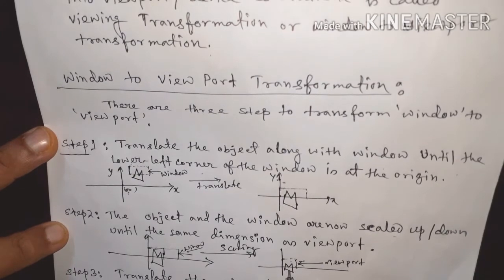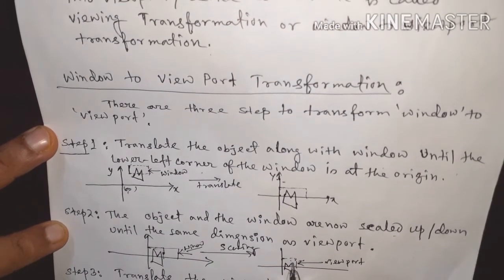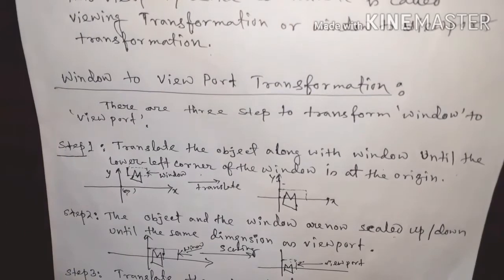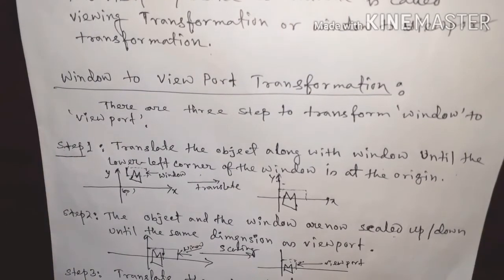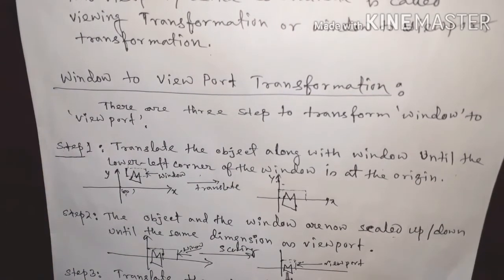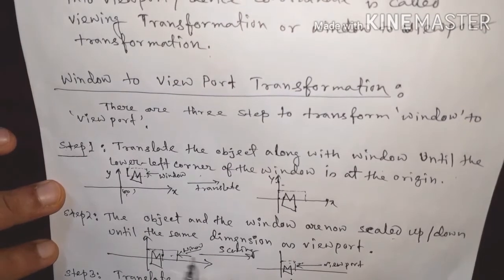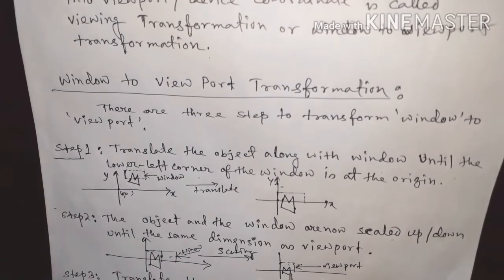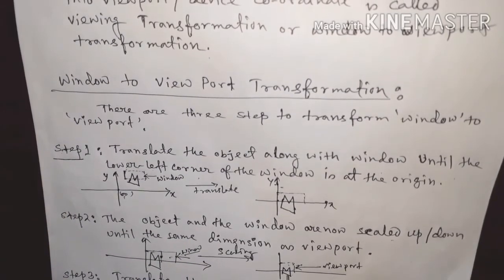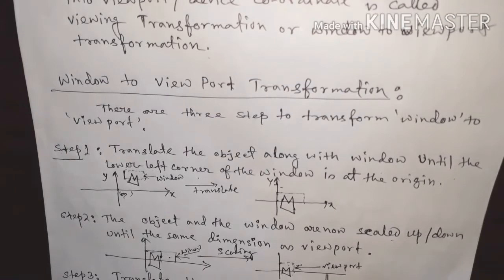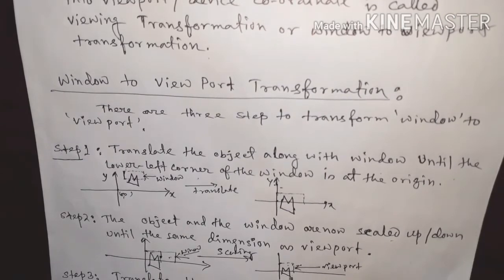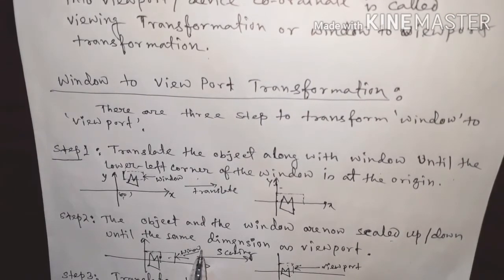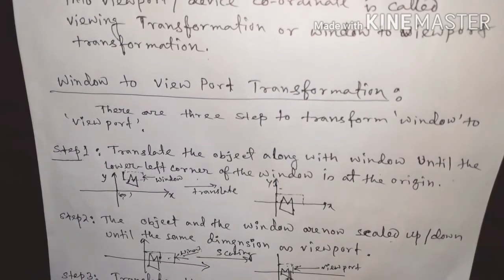Similarly, the object will be minimized if the viewport is minimized. If the viewport is maximized, or its dimension is larger than the window, then the object will be maximized. If the window size and viewport size are the same dimension, then the same object will be displayed, so there is no distortion. If the size of the viewport is changed and not the same as the window size, then the object will be distorted.